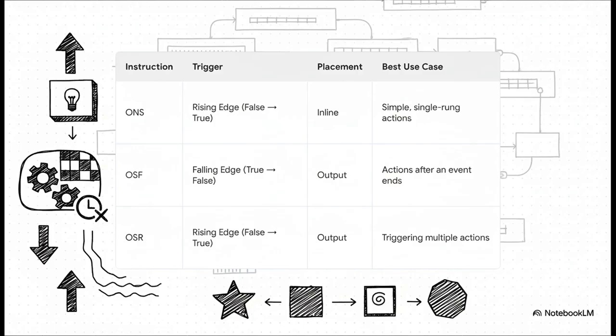Okay, so let's bring it all home. Think of this table as your ultimate cheat sheet. For simple, inline actions on a rising edge, you grab the ONS. Need to act after an event is over, on that falling edge? That's a job for the OSF. And when you need to trigger a bunch of different actions all over your program from a single rising edge, you need the power and flexibility of the OSR.